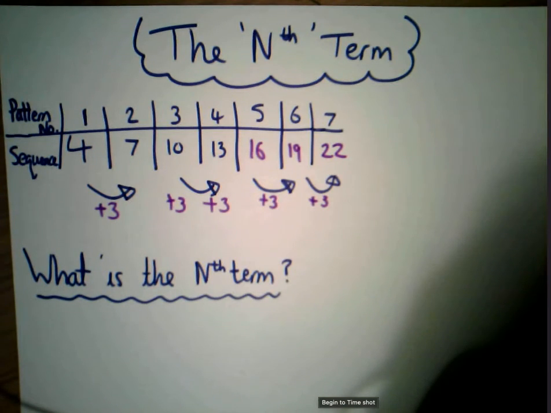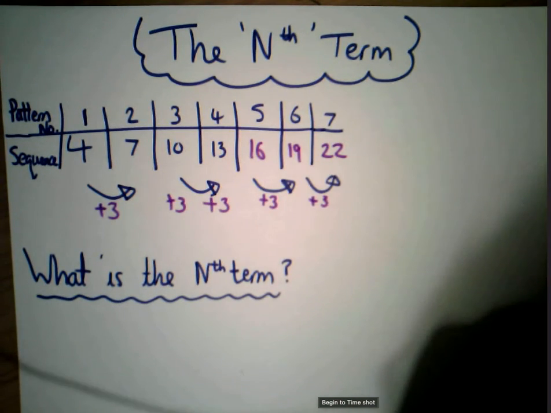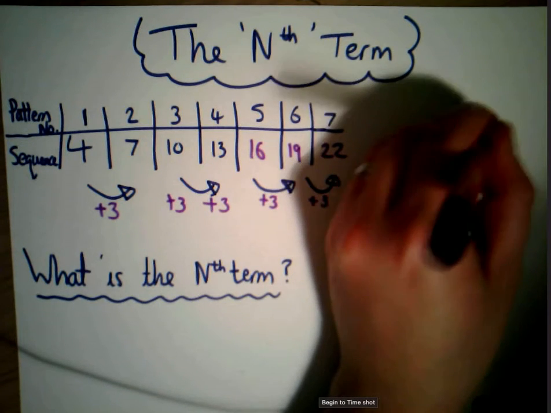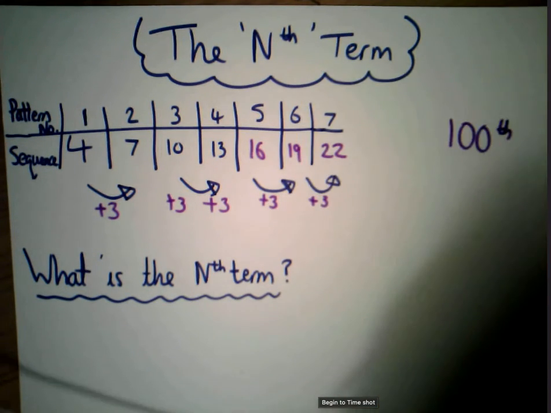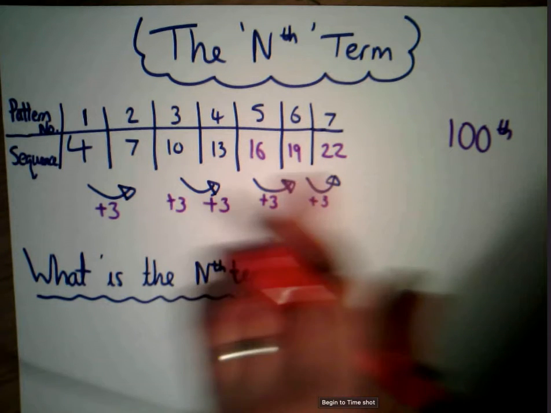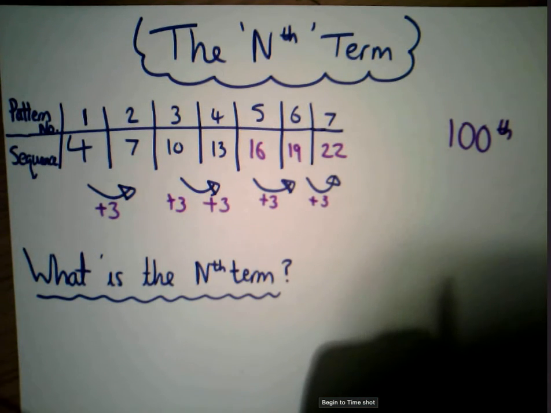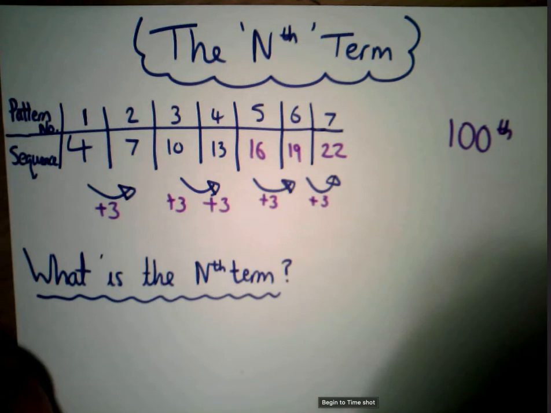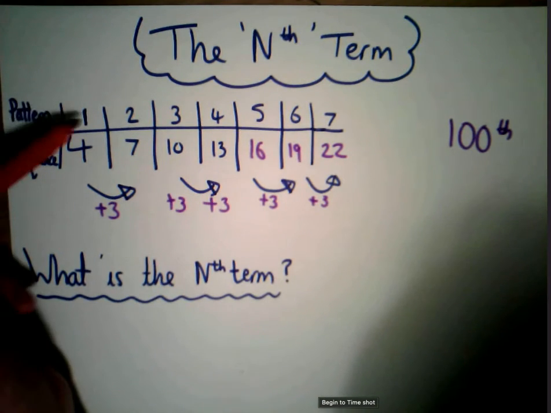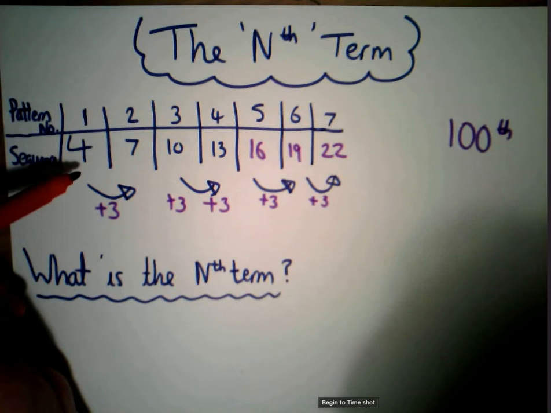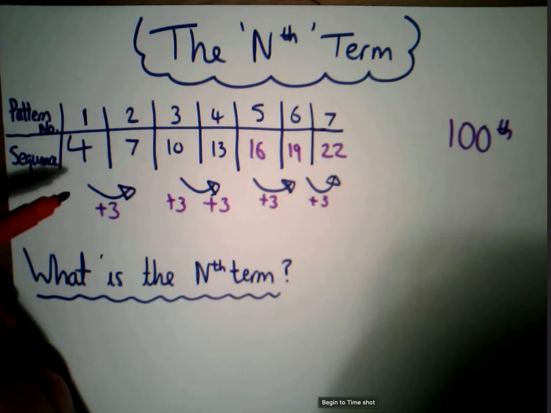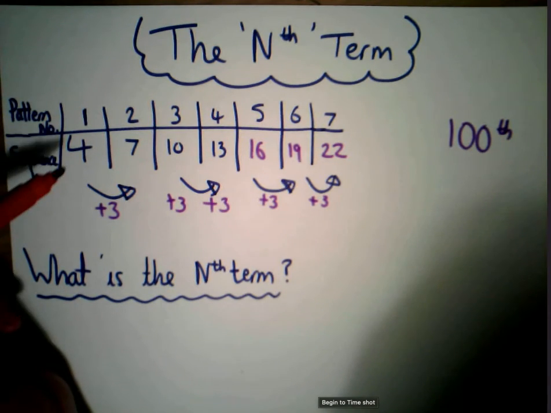Now, that's good, but if I said to you I wanted to know the hundredth one, it would take an incredibly long time to keep doing this. So we need a formula. And the formula is what we call the nth term. So we need to see a relationship between the numbers at the top and the numbers at the bottom. We need to see a pattern occurring. We need to see what link we can make.